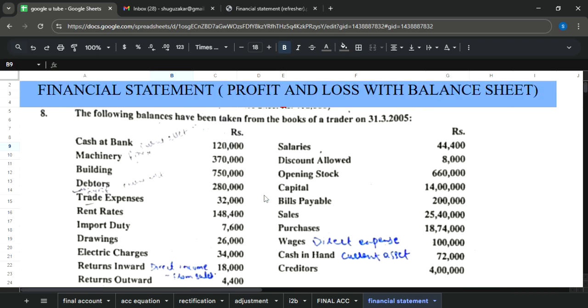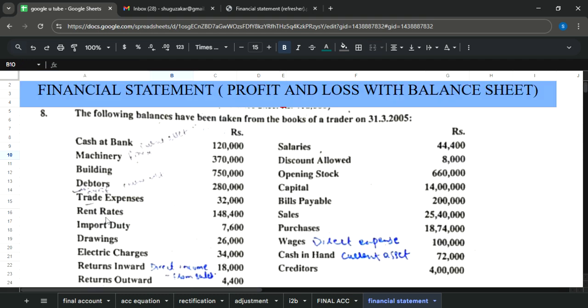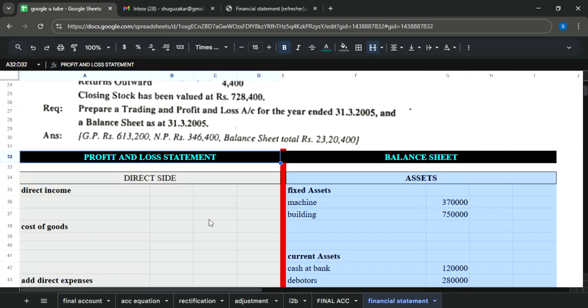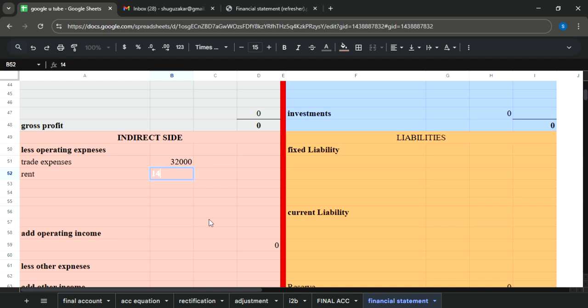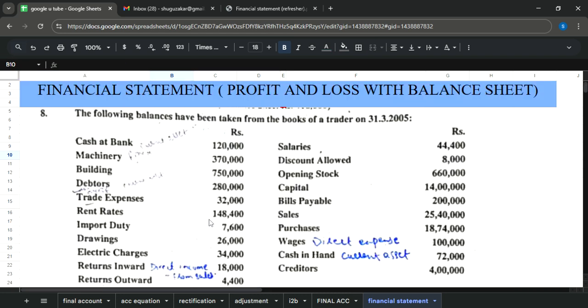Alright guys, we have now reached rent, which is also operating expenses. Amount of rent is mentioned 148,400. Look, it is very important to write the amount carefully, because if there is single zero or single amount wrong, whole question will get mistakes.